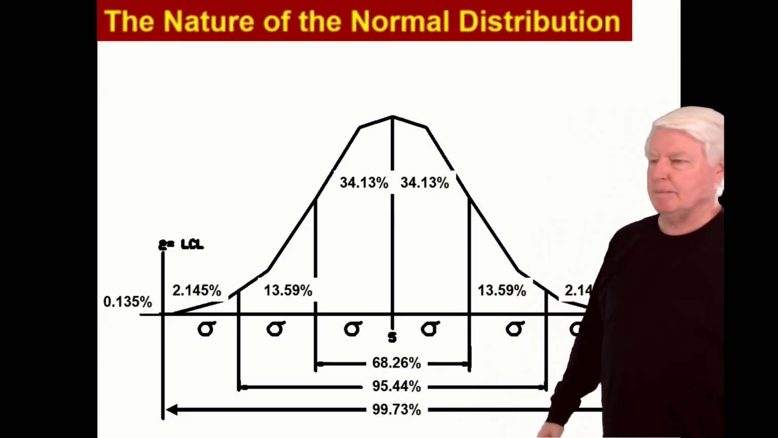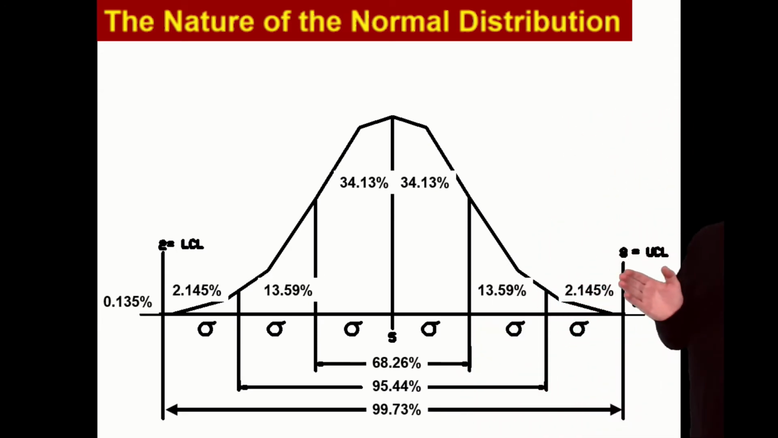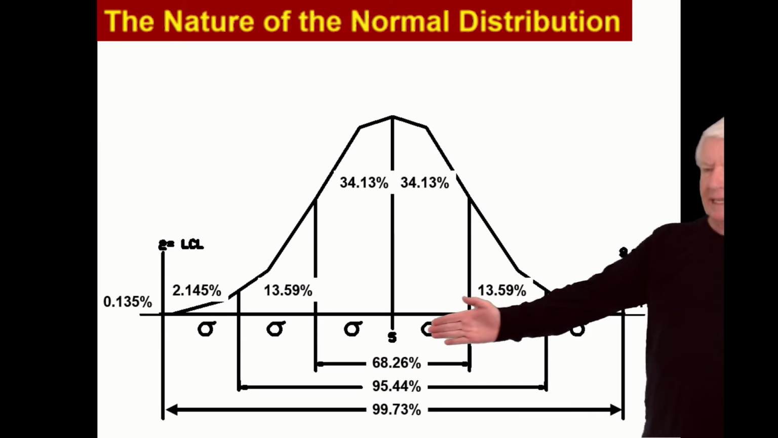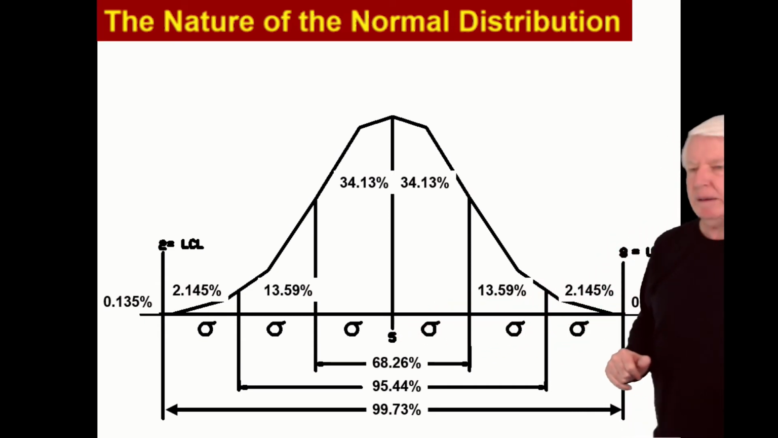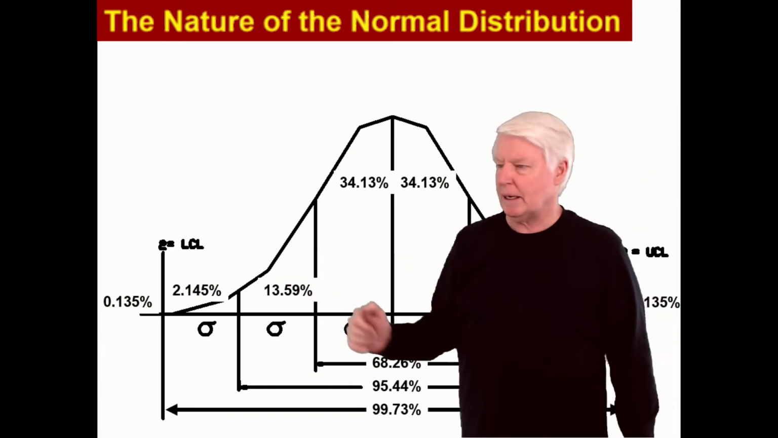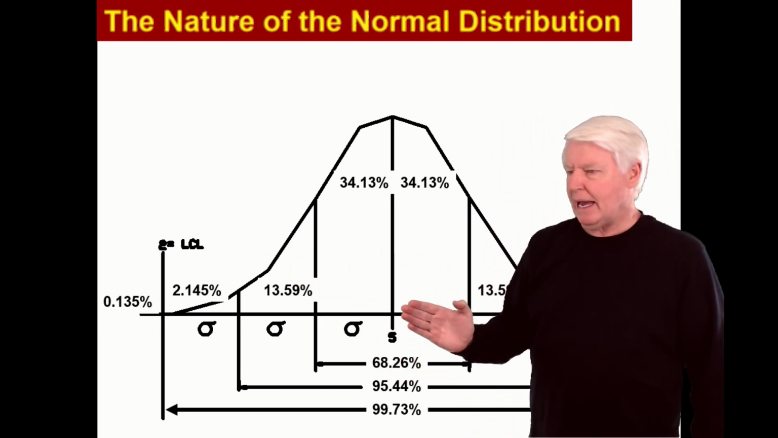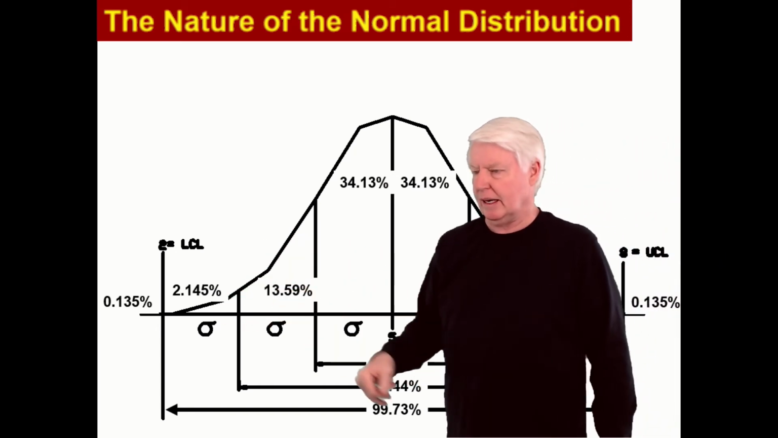So what would the formula be for a control limit? Well, the upper control limit would be the average plus, how many sigmas? 3 sigmas. Very easy formula. And what would the lower control limit be? That would be average minus 3 sigmas.